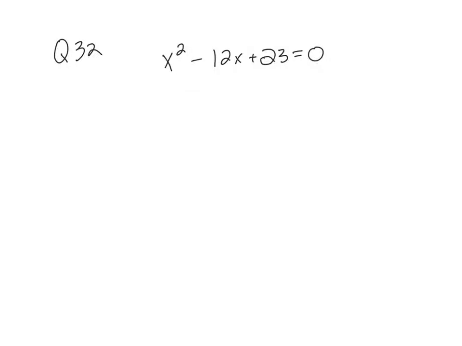Hello, this is Algebra C, page 5, question 32 through 36. Question 32 is another completing the square question. So as I talked about in question 31, first thing you're going to do is get rid of the plus 23 by subtracting it to the other side. X squared minus 12x equals negative 23.